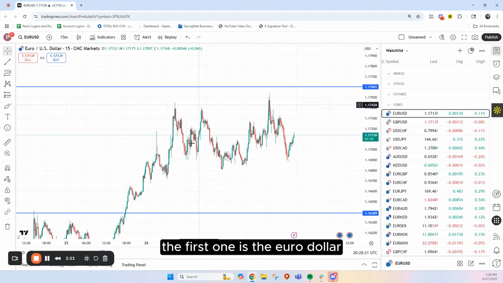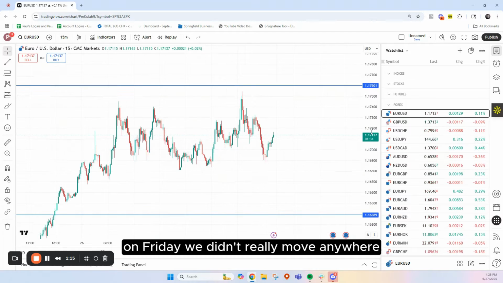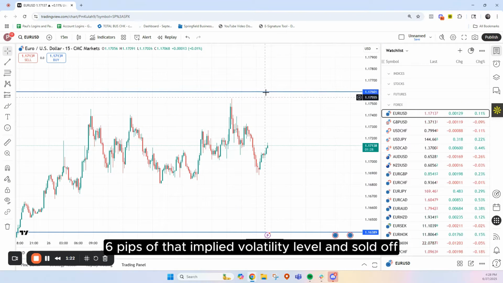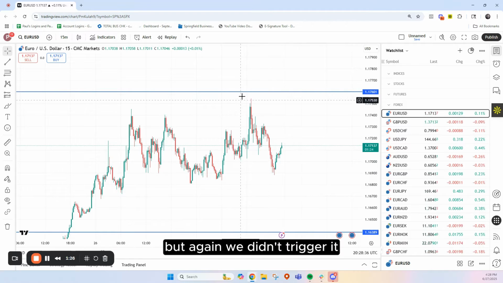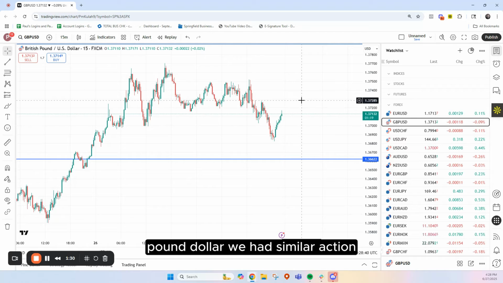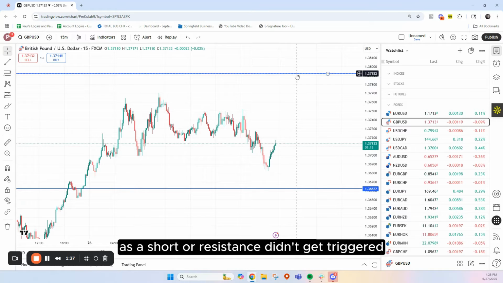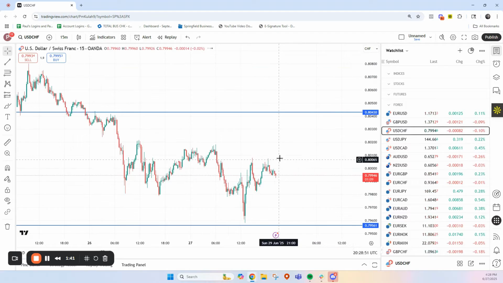The first one is the euro dollar. A little bit more of a range bound day today. On Friday, we didn't really move anywhere. We got up to within six pips of that implied volatility level and sold off. But again, we didn't trigger it, and so it was just a little range bound for today. Pound dollar, we had similar action, implied volatility level up here as a short or resistance, didn't get triggered. The buy didn't get triggered either, so not much to say on the pound.